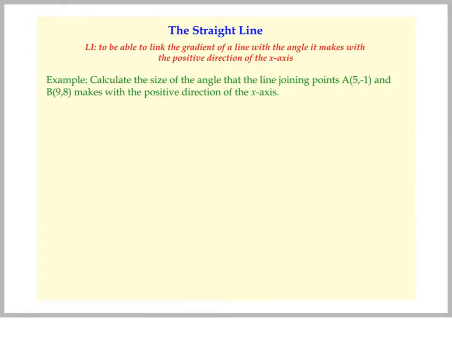Now in a question like this, we've got 2 points given to us. What we'll have to do is work out the gradient and then calculate what the angle is going to be. So, first things first, m AB is going to be equal to minus 1 minus 8, that is minus 9, over 5 minus 9, so that's minus 9 over minus 4, which works out as 9 over 4.